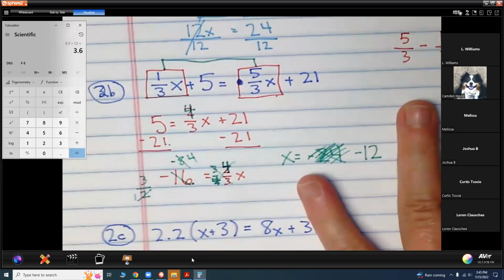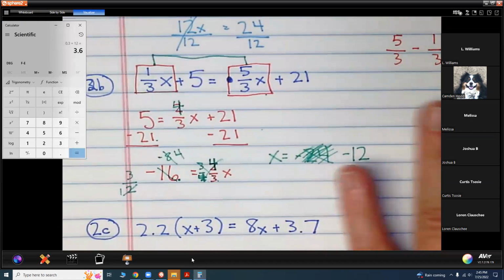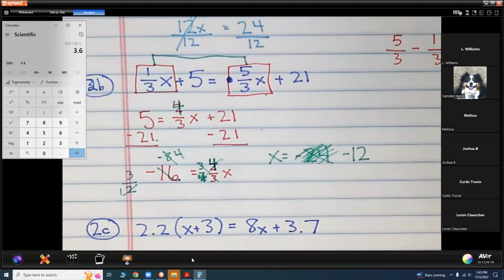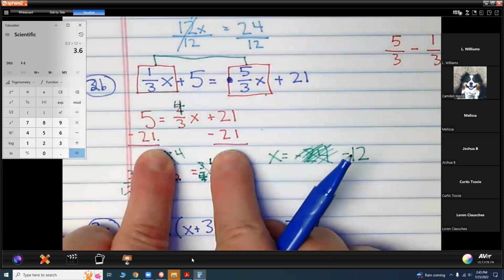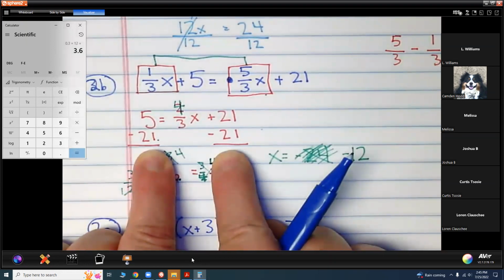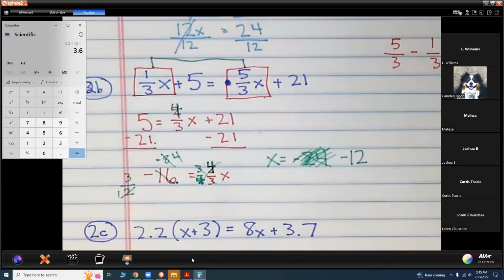Any better? I just don't know where you go from the -16 and then get -12. Are you minusing the 4 from the 16? No, I'm reducing it.